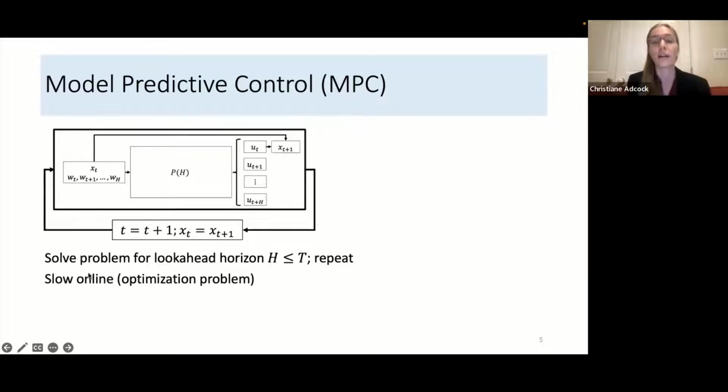This approach is very commonly used for dynamic control problems. It does have a shortcoming, which is that depending on the cost of your model of your system, it can be very slow online, which can cause problems for trying to use it for real-time control.